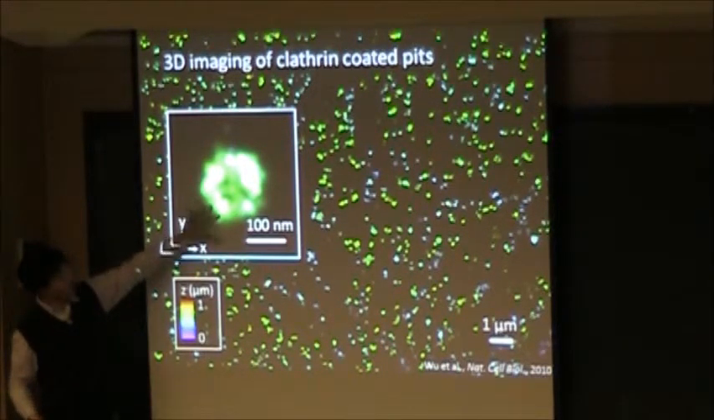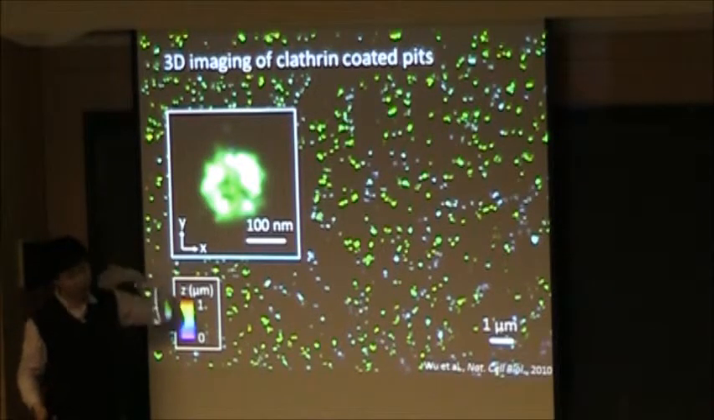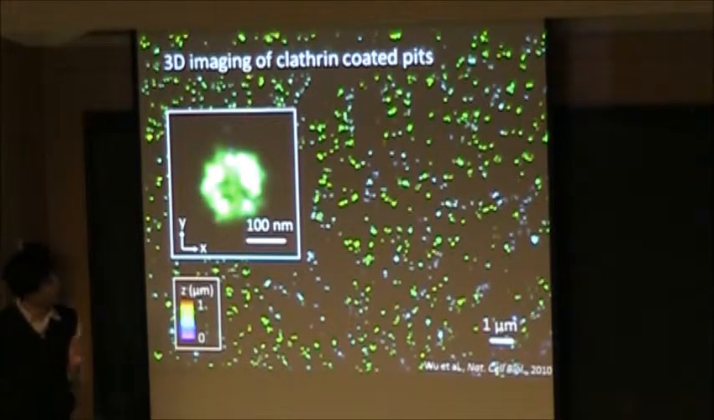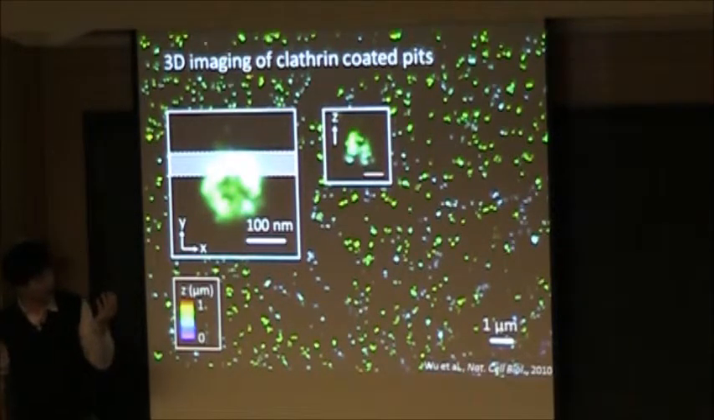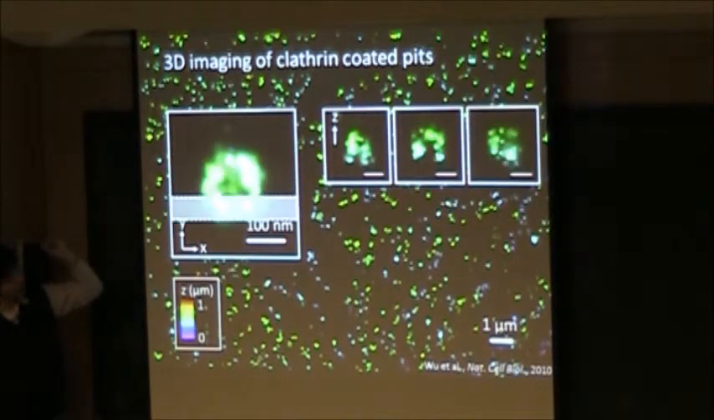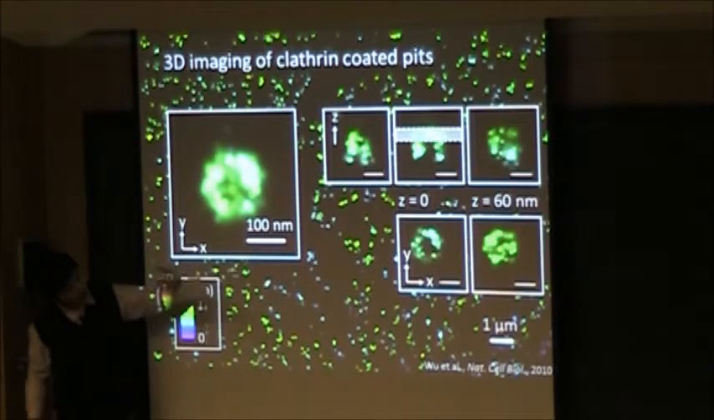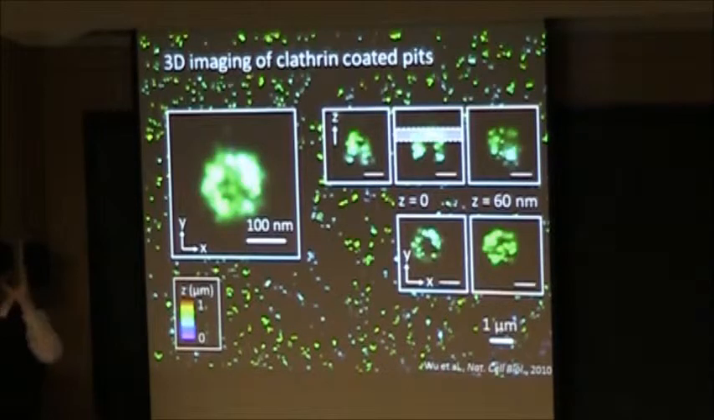We can image this protein structure. You can see its round shape. The diameter is about 150 nanometers, which is in fact smaller than our camera pixel. But we can determine the 3D position and do a 3D reconstruction. If we take a cross section, you can see this hollow shape, or if you take a cross section through the rim, you can see the top is closed. So we can resolve this structure completely.